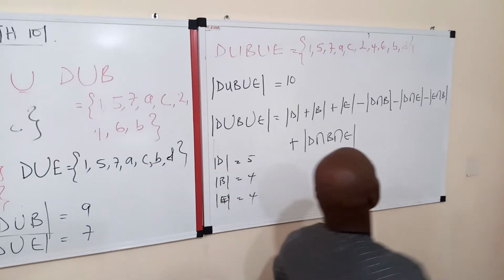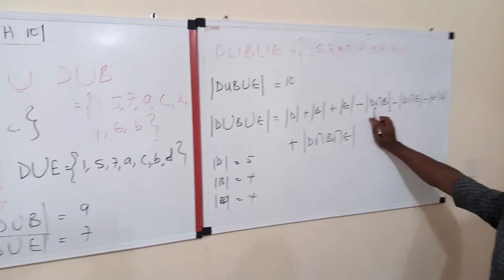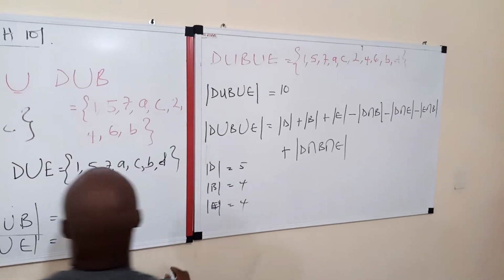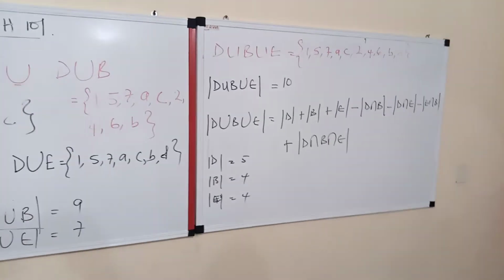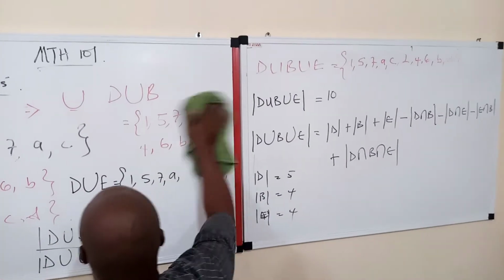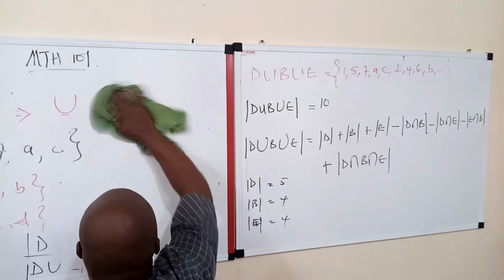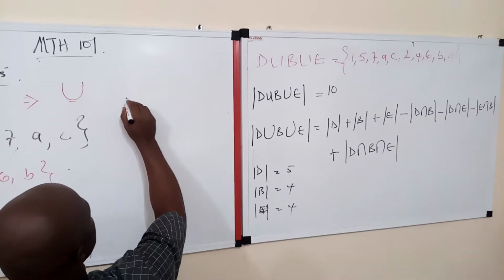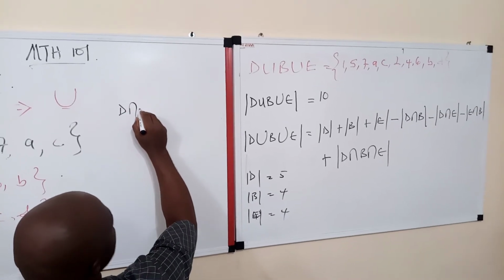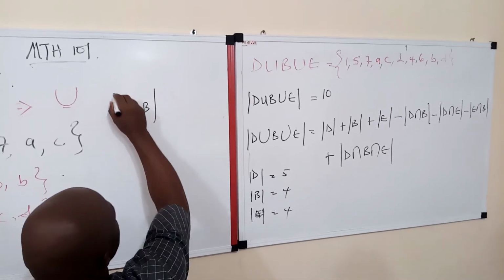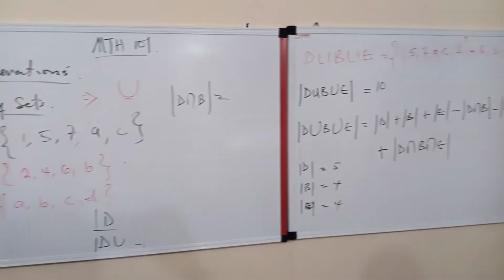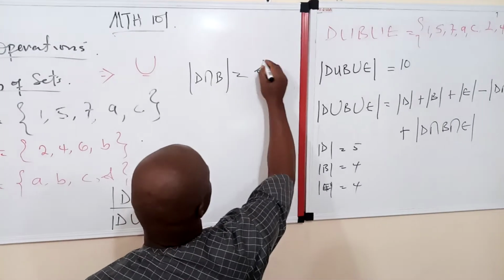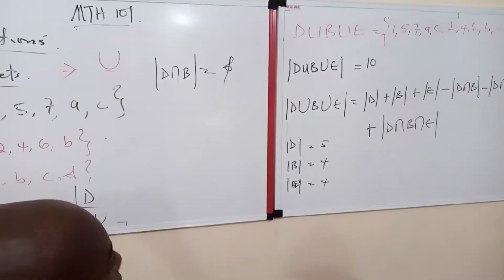Now, the cardinality of the intersection of D and B. Let's consider that quickly. What do D and B have in common? You can see that they don't have anything in common. They are disjoint sets, so the set is phi, a null set.